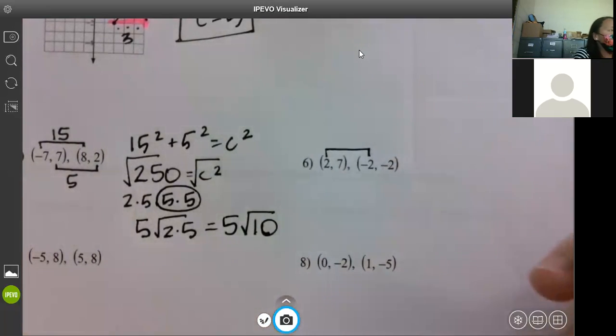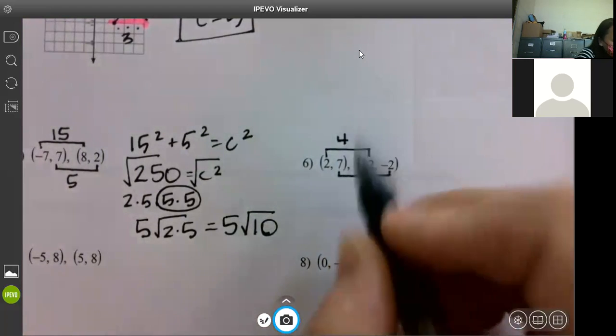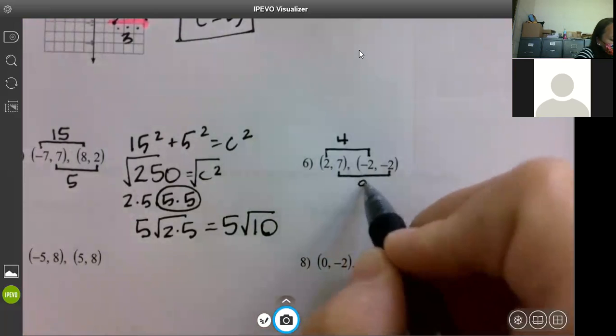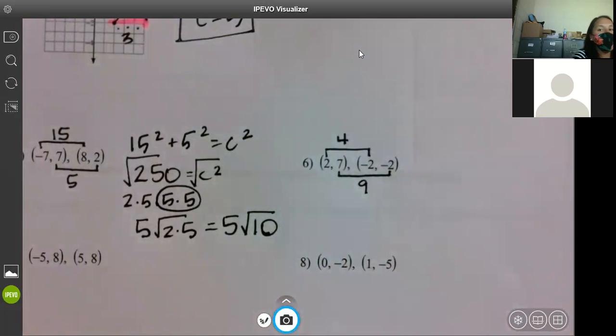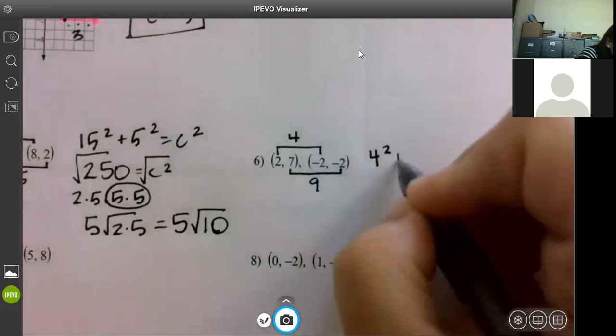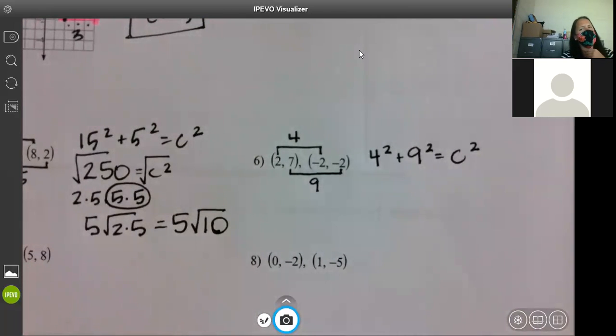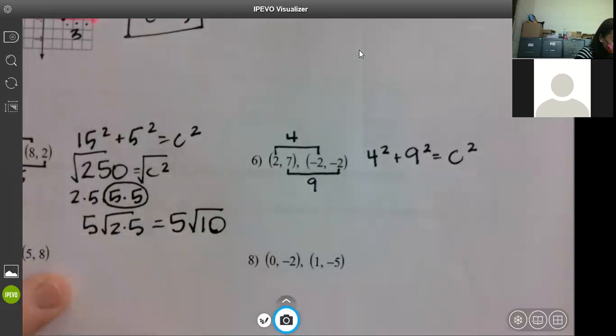+2 to -2. How far away? 7 to -2. Everybody good? Do your Pythagorean theorem. 4 squared plus 9 squared equals c squared. What is 4 squared plus 9 squared? You guys tell me. 97.